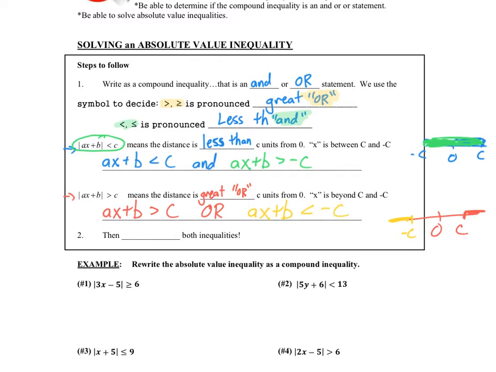So just notice what happens. I get my highlighter. See what happens right here. See that we flip that to a negative c. It's the opposite. And notice that the symbol flips. Okay, that's what happens when you make the two inequalities. The second one is always the opposite, and you flip the sign. Okay, and the last thing you do is then you solve the inequalities. And we have a couple examples down here.